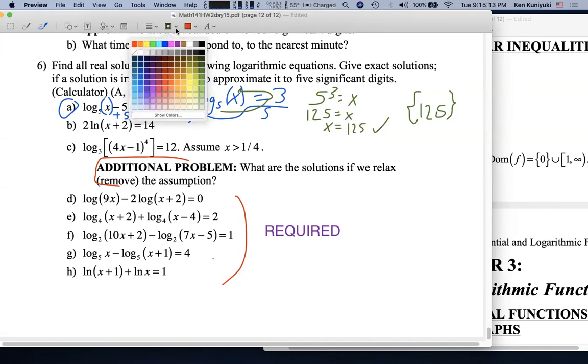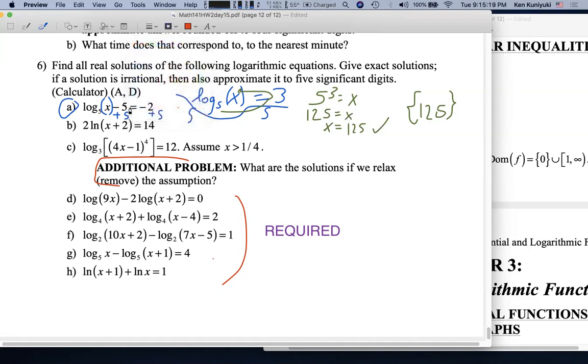Okay. I'm sure B also befuddled some people, but let's do C. That was requested. All right. So log base 3 of this 4th power equals 12. And this saves you, assuming X is greater than a quarter. Okay, now I'm going to go ahead and erase this. Okay, so right off the bat, this is going to help out a lot.